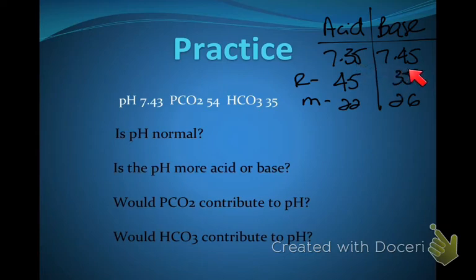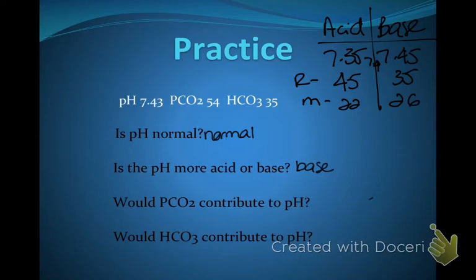Now what we look at, though, is it more acidic or is it more alkalotic? So we could say 7.4 is our little middle range right here. So anything above 7.4 is more alkalotic, and anything less than 7.4 is going to be more acidic. So we would say this pH is normal, but it's more on the alkalotic side, right? So it's normal, but it's more a base.